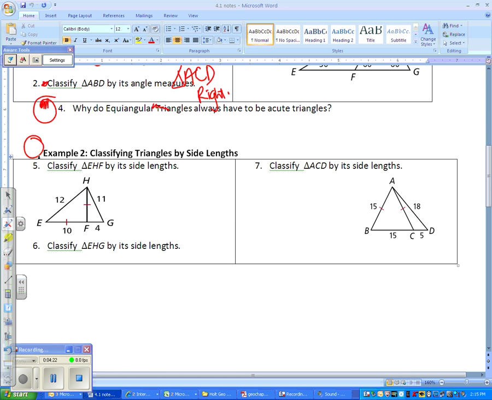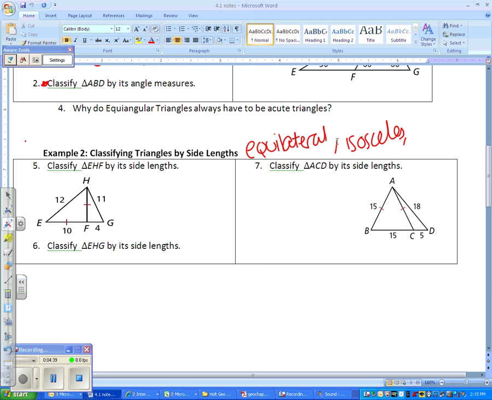And the last thing we're going to talk about in the video is classifying triangles by side lengths. For side lengths, there are 3 potential answers. It could be equilateral, which means all the sides are the same. It could be isosceles, which means 2 sides are the same, or congruent. And then scalene, which means none of the sides are the same.